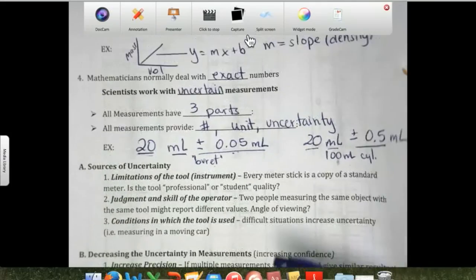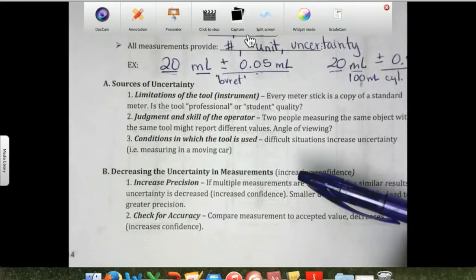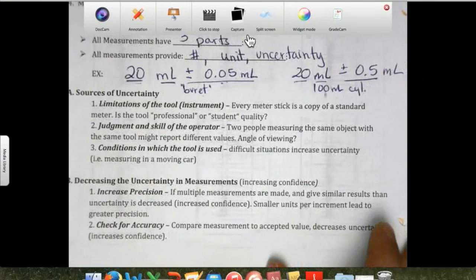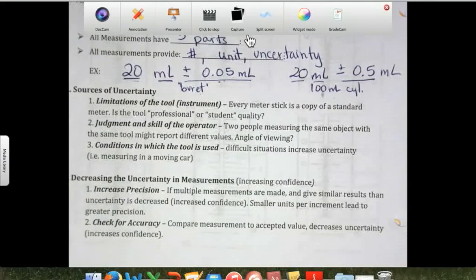In order to get rid of that uncertainty in measurements, also known as increasing the confidence, you want to increase precision. Precision, which we will talk about in a little bit, means that if multiple measurements are made and they give similar results, then uncertainty is decreased. So smaller units per increment lead to greater precision.